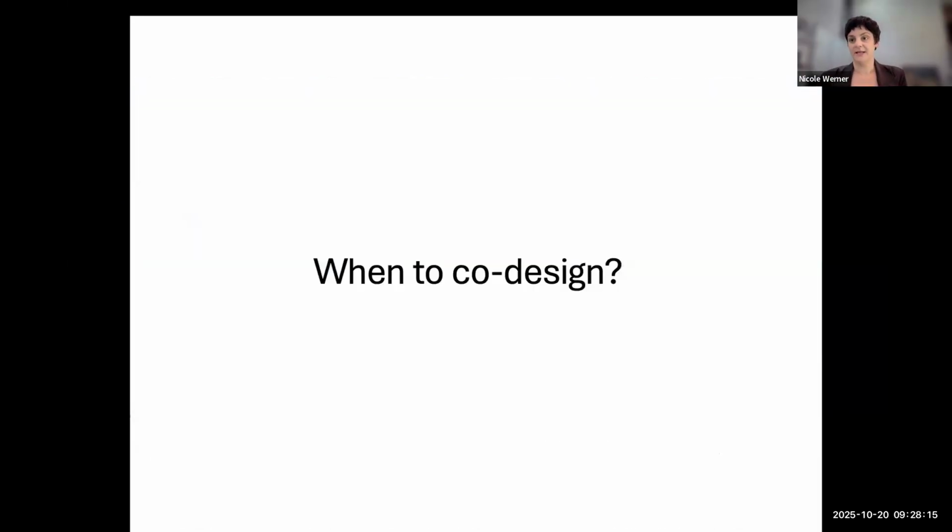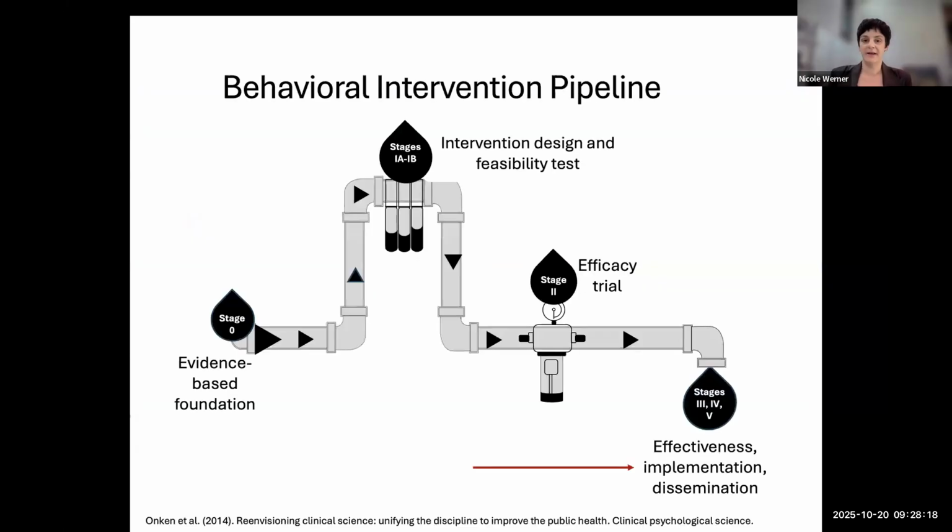And then the other question to answer is when? When do we co-design? My answer would be at the beginning. This is a visual depiction of the NIH stage model for behavioral intervention development. It doesn't have to be a behavioral intervention necessarily, but that tends to be what I work on the most. In the NIH stage model, you start at stage 0 with the evidence-based foundation, then you go to design and feasibility testing, your efficacy trial, and then effectiveness, implementation, and dissemination. I don't need to tell all of you that that's problematic. That doesn't happen until stage 5, where we think about dissemination and implementation.